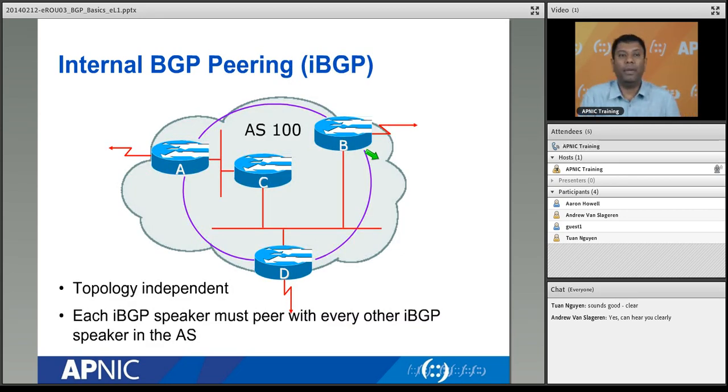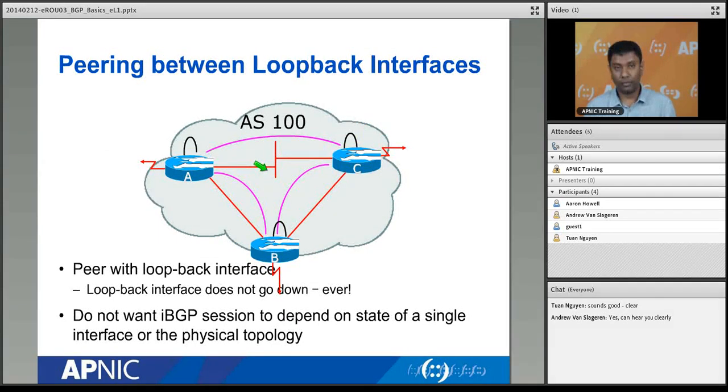So internal BGP, eBGP, as I said, is topology independent, so we don't need any direct connectivity. And each eBGP peer, like router A, router D, C, B, all need to be paired with each other to have reachability to every part of the network. Normally in eBGP peering, it is recommended to do peering on the loopback address.